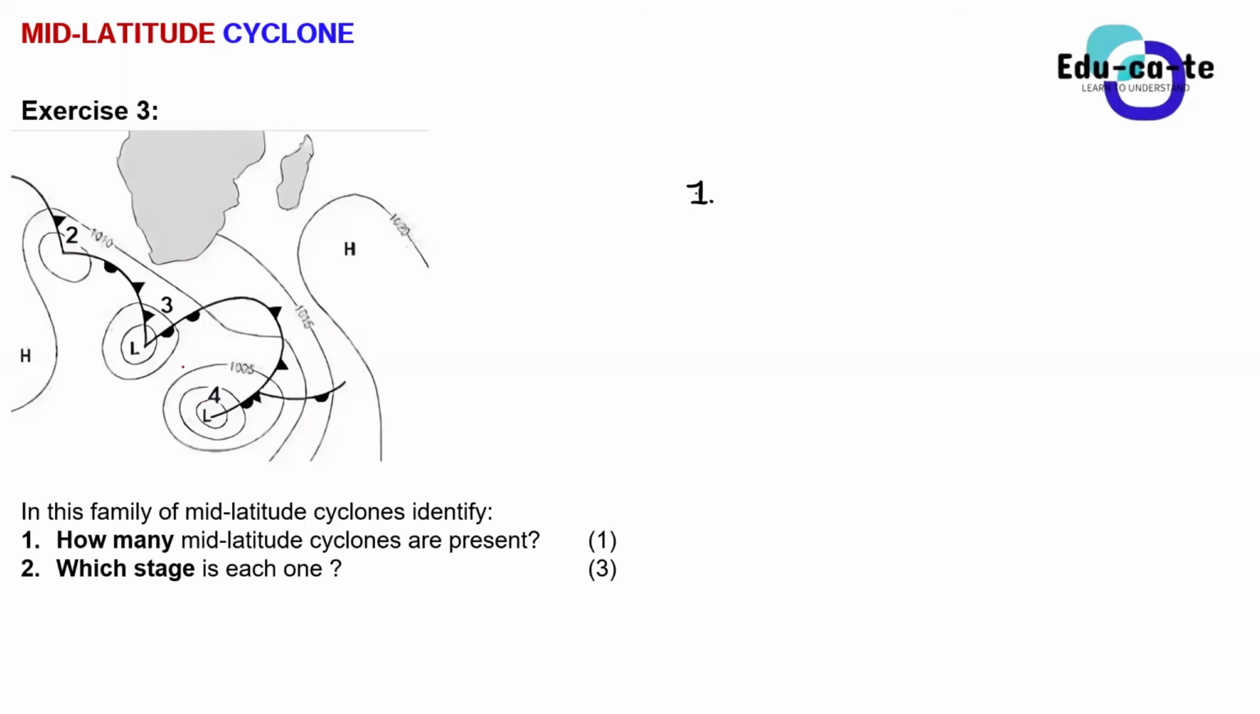Each and every mid-latitude cyclone must have its own low pressure center, something like this. You can see that, right? This is another low pressure center here, so it means this is another mid-latitude cyclone. This one is another low pressure, so this is another mid-latitude cyclone. We must only have one V shape. This is one mid-latitude cyclone. Another V shape is another mid-latitude cyclone.